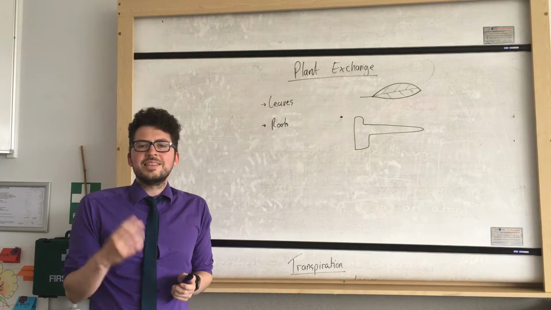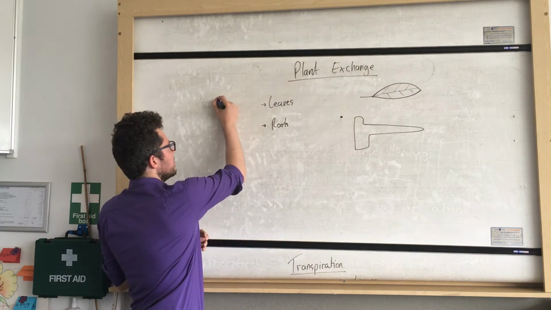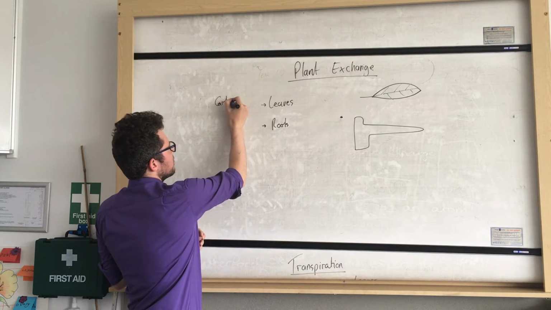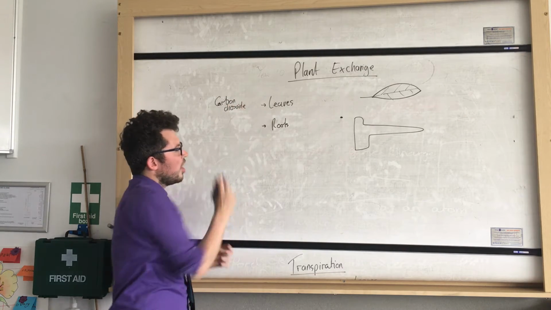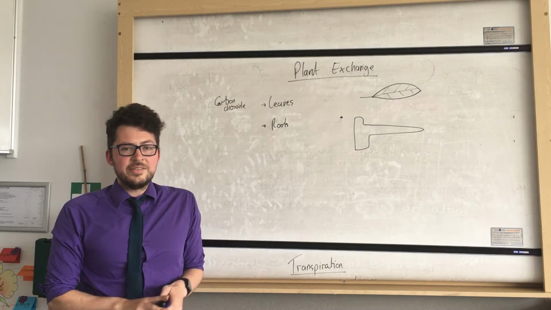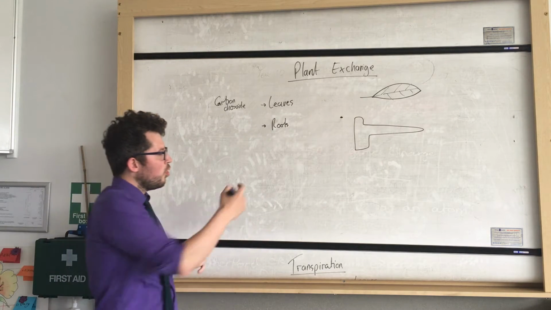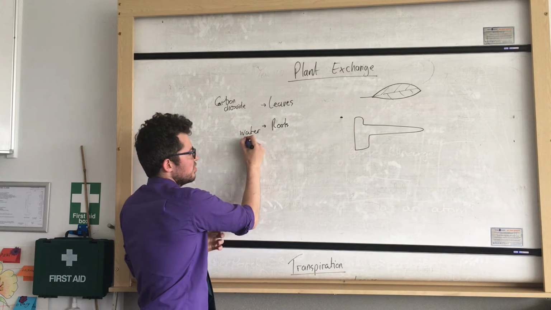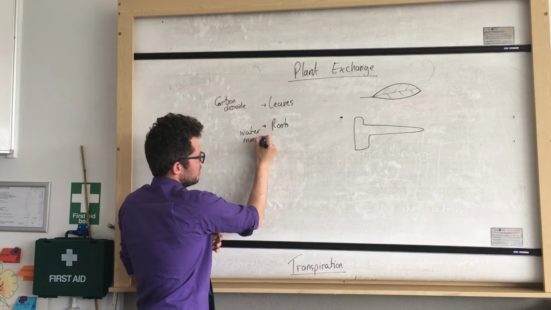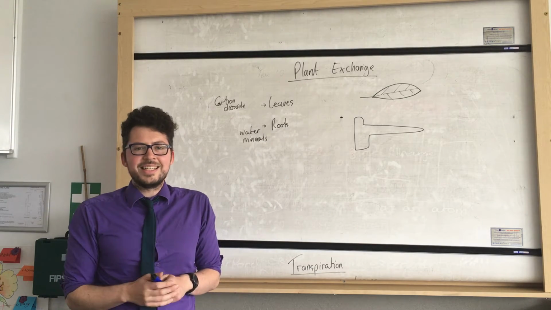Now, what materials do plants need to get into them? Well, they need to get carbon dioxide through the leaves, so carbon dioxide diffuses into the leaves to allow photosynthesis to occur, and plants absorb water and minerals through the roots. So they're the materials that plants need to get into them.